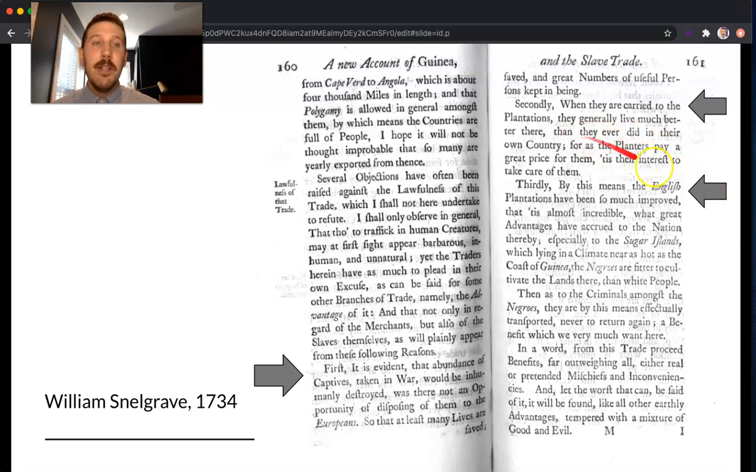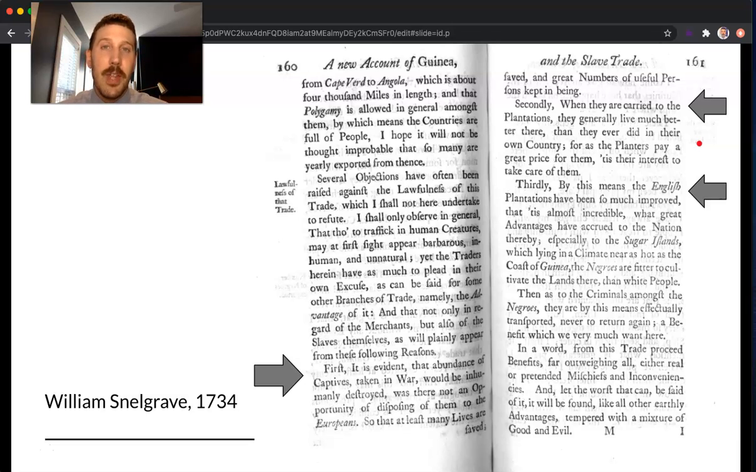Secondly, when they are carried to the plantations, they generally live much better there than they ever did in their own country. For as the planters pay a great price for them, 'tis their interest to take care of them. Okay, another specious piece of logic. They live so well on these plantations, way better than they would in their homelands back on the coast of West Africa. Thirdly, by this means, the English plantations have been so much improved that 'tis almost incredible what great advantages have accrued to the nation, because the enslaved people are fitter to cultivate the lands there than white people, because they're from similar climates. They're more suited to this work.